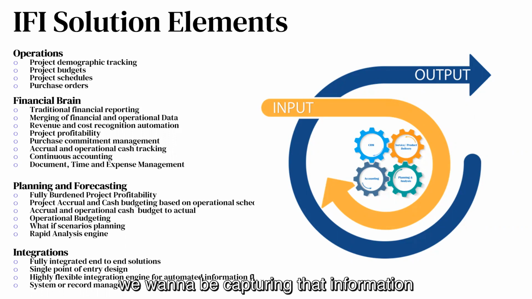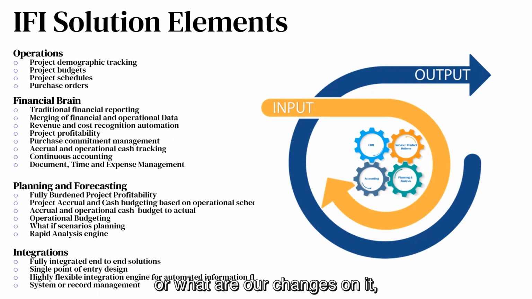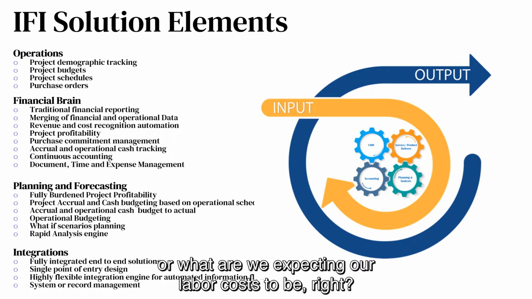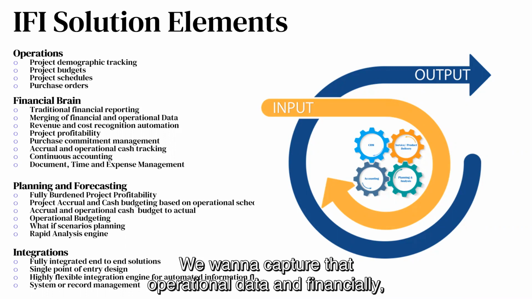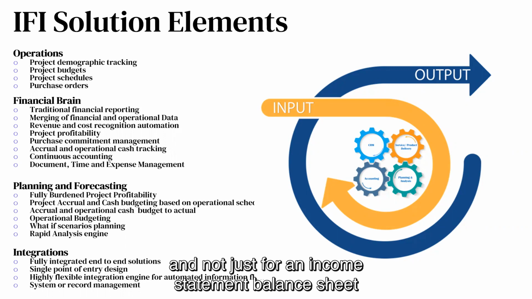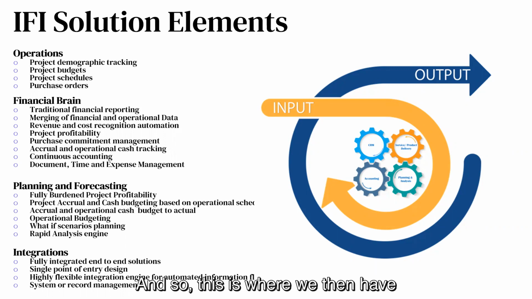We want to be capturing that information, such as what's being projected to come in, what our budgets are on a project, what our changes are, or what we are expecting our labor costs to be. We want to capture that operational data financially, and not just for an income statement and balance sheet, but bring that in. And so this is where we have to have a financial brain. As we've talked about before, we look at the accounting system as a financial brain.